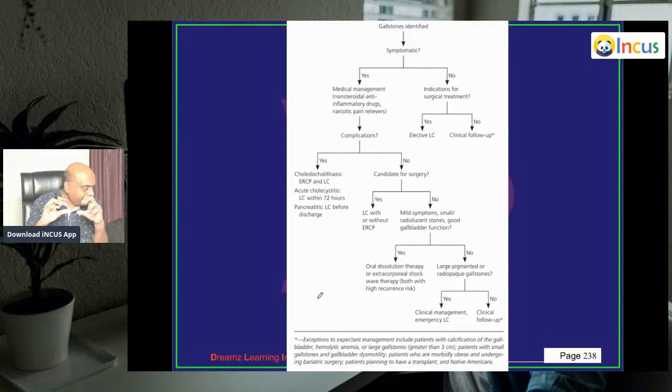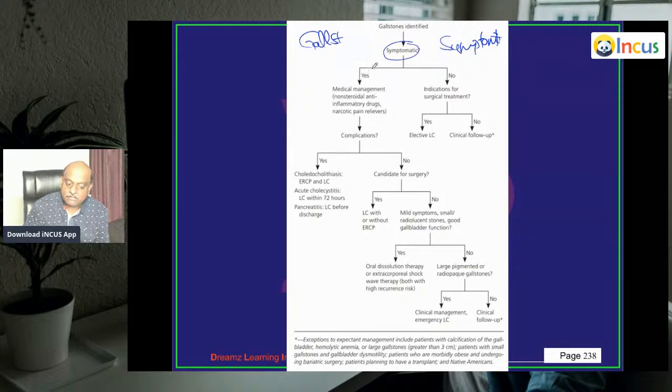I'm really sorry, the print is very small, but let me tell you, all these PPTs are made available in the online mbbs.com video library. So once you find a gallstone, look whether symptomatic or asymptomatic. If symptomatic, then give NSAIDs, narcotic pain relievers, medical management.